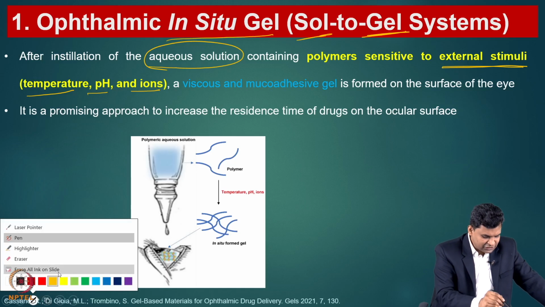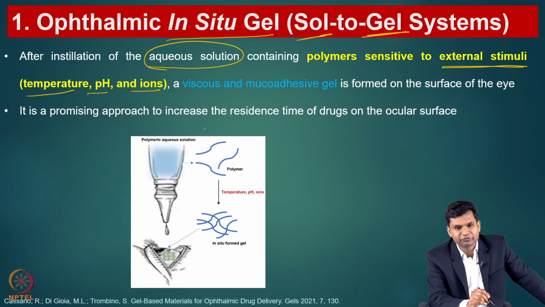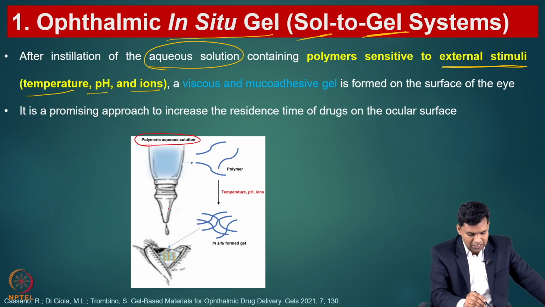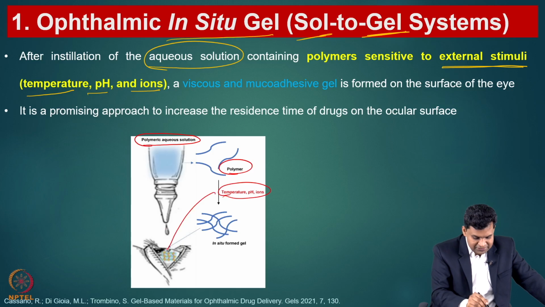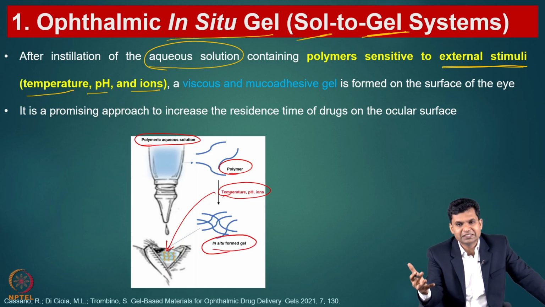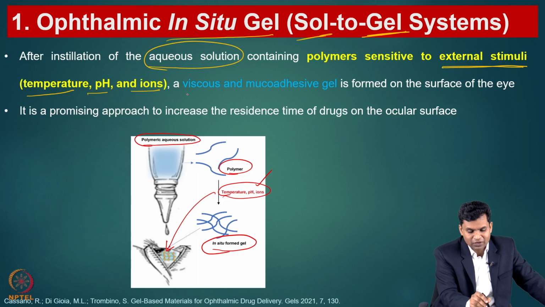That is explained in the form of a picture. Here you can see it is a polymeric aqueous solution. After administration, the polymer, which is in the solution form, because of the stimuli present in the environment of the eye, leads to the cross linking of the polymer into the gel, that is, phase transition will happen with these external stimuli factors. Then your solution becomes viscous and then it will become a mucoadhesive gel.